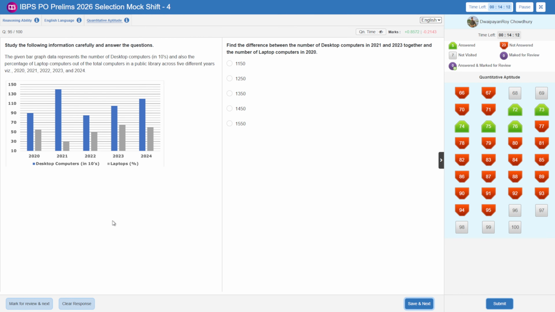Okay. So 9 times, it's not going to be with 9. Have I taken the values correctly? 1050. Yeah. And this is 65%. So 35% remained. So 3 times. 65 3 times is going to be 1950. Find the difference between the desktop computers in 21 and 23 together is going to be 245, and laptops in 20. So 110. So 135.